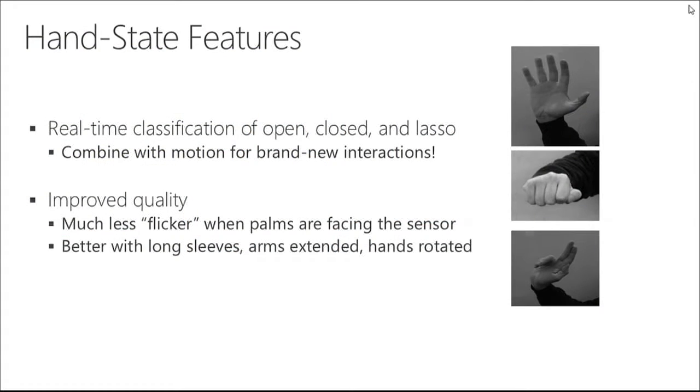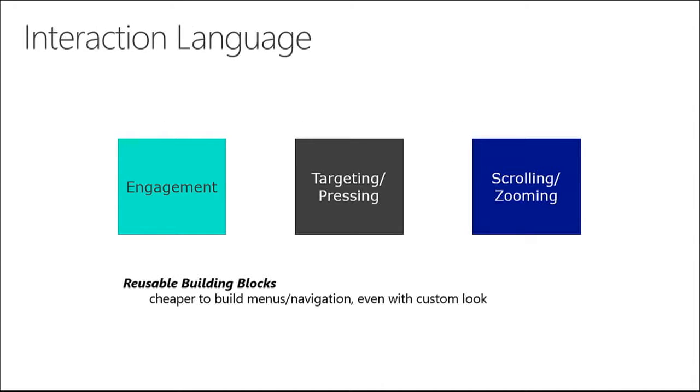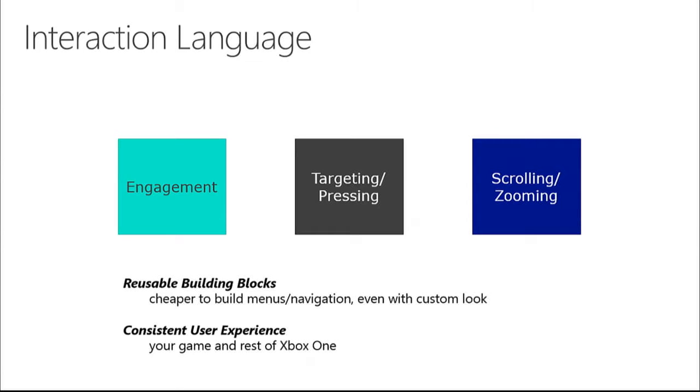So we talked earlier about these hand states, right? Open, closed, and then this lasso. I'm not going to go through these slides because I think we're getting short on time and I want to make sure to get through this stuff. But the interactions, we have this whole language essentially that we've built up. And there's this whole engagement thing, and you'll see this in the other sample that I'm going to do.